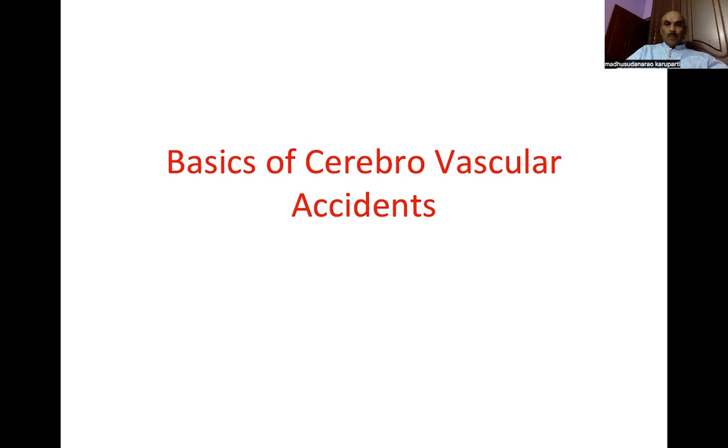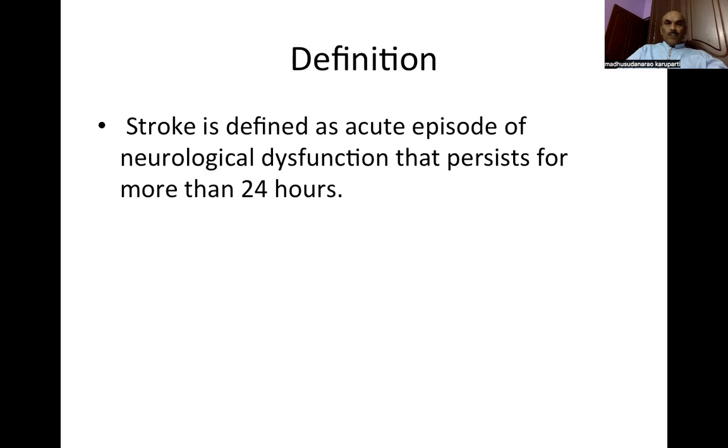Let us go briefly on this particular topic, that is cerebrovascular accidents. What are the types? What are the risk factors? And etiology and the clinical presentation. Okay, we're going to talk about these points related to this particular topic. Coming to the definition, stroke is defined as an acute episode of neurological dysfunction that persists for more than 24 hours.